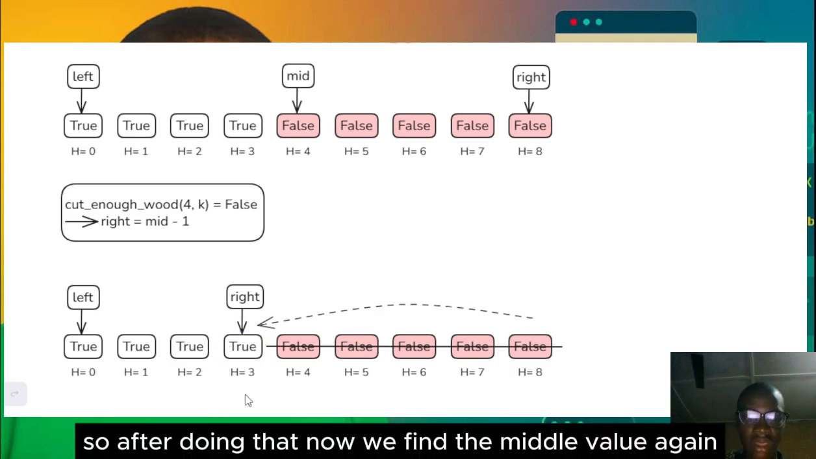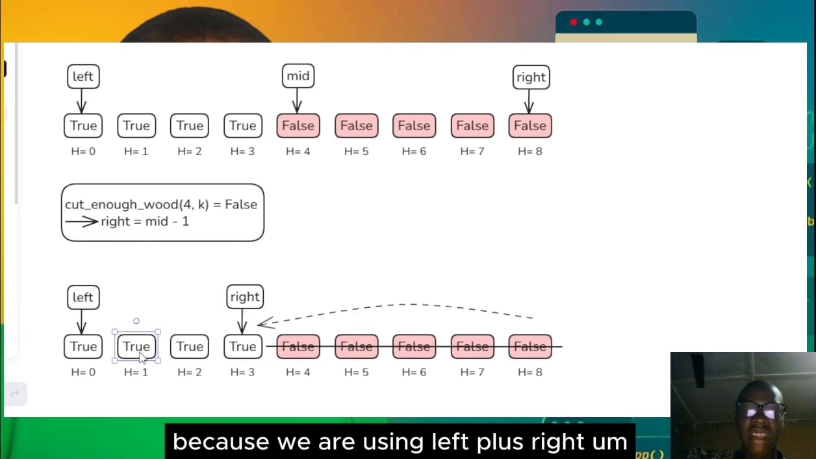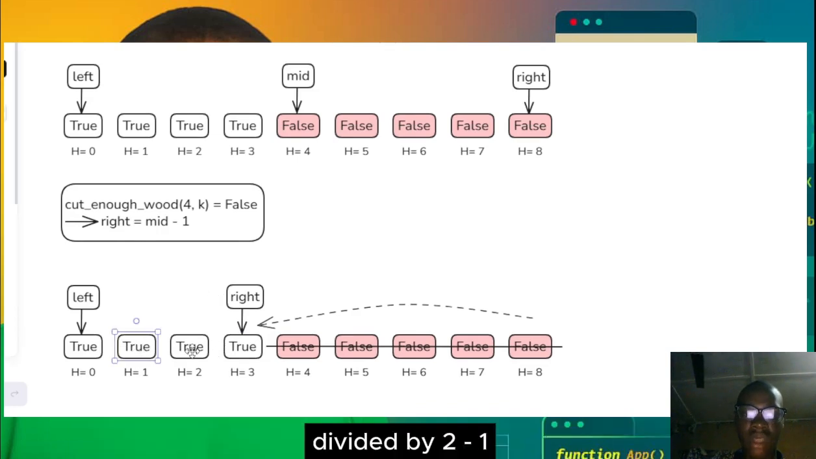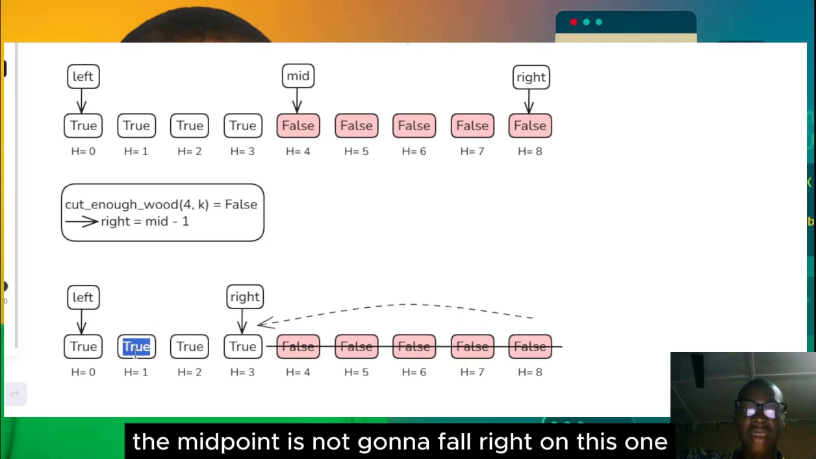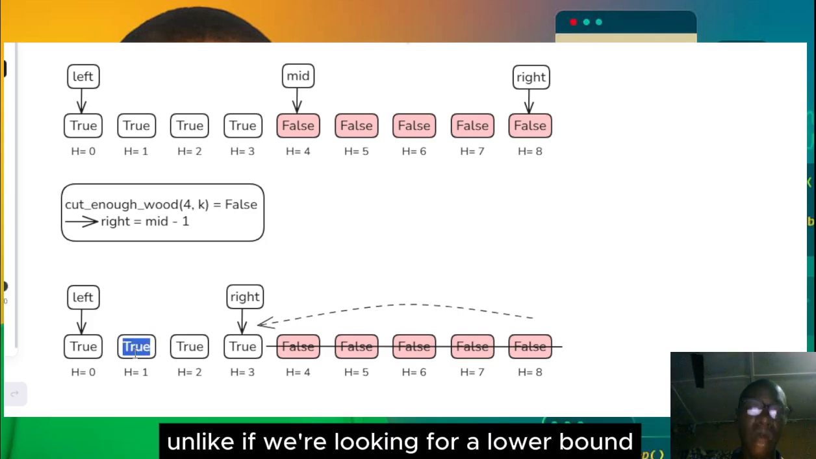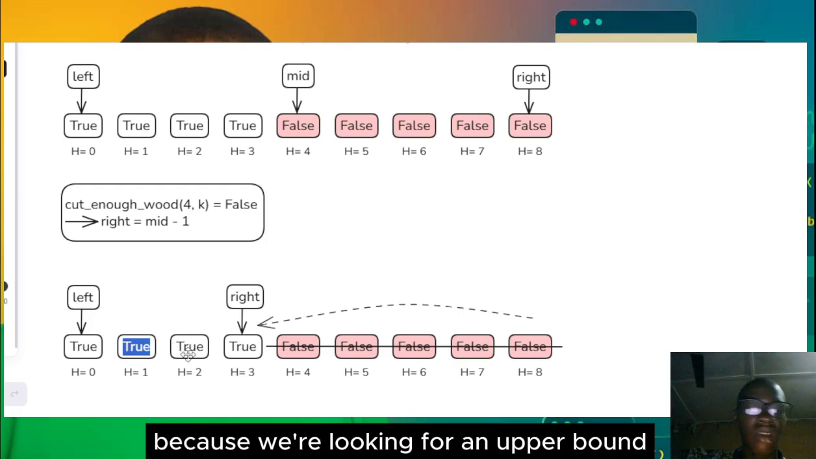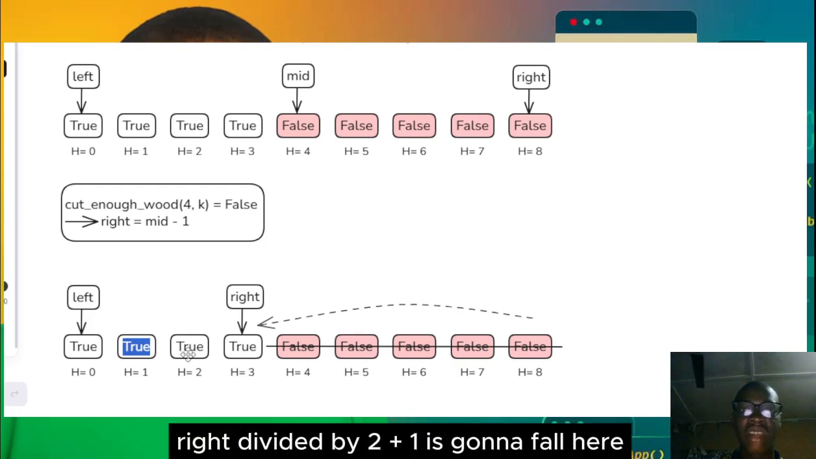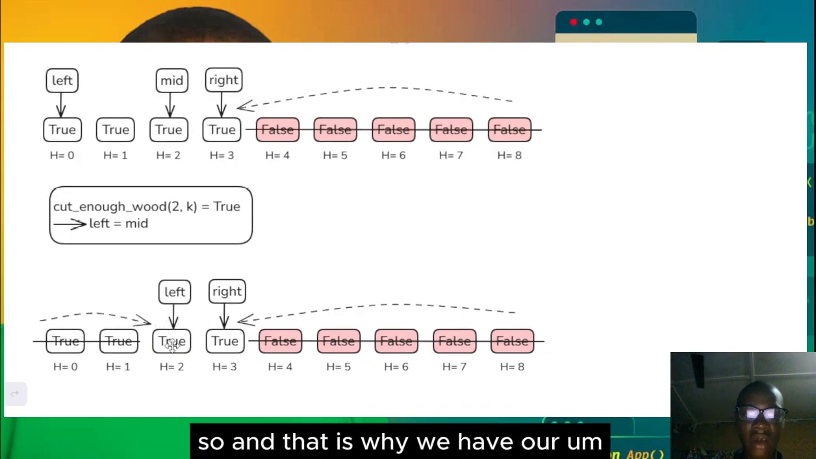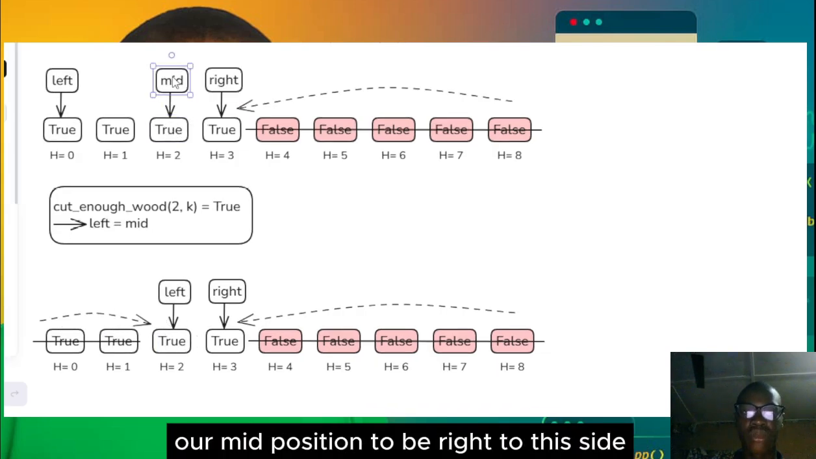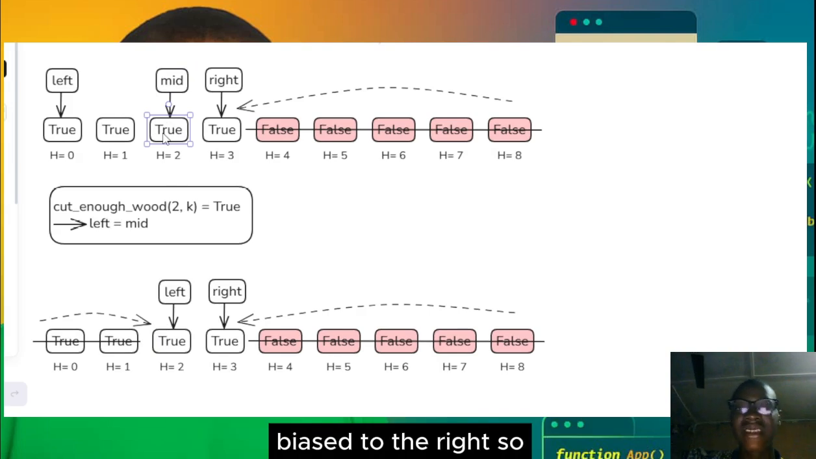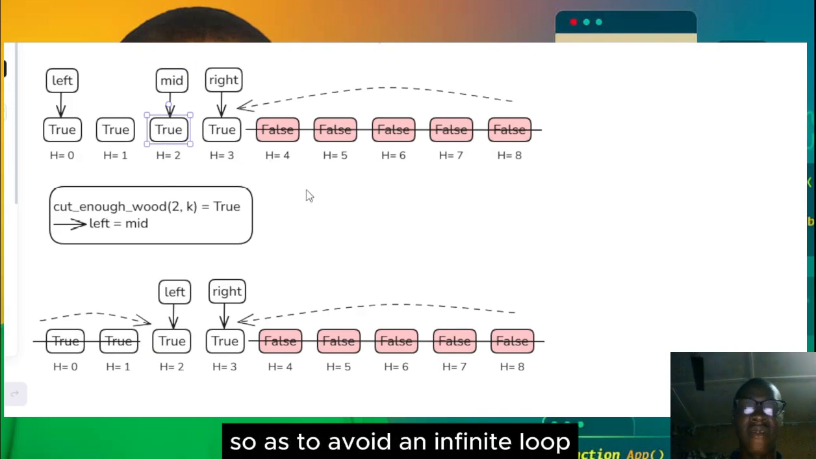After doing that, we find the middle value again. Because we are using left plus right divided by 2 plus 1, the midpoint is not going to fall right on this one, unlike if we were looking for a lower bound. But because we are looking for an upper bound, we use left plus right divided by 2 plus 1. It's going to fall here. That's why we have our mid position biased to the right, so as to avoid an infinite loop.